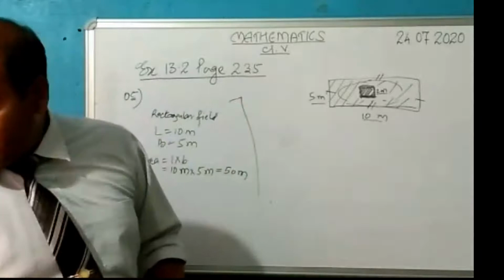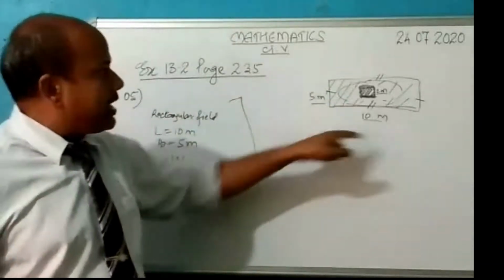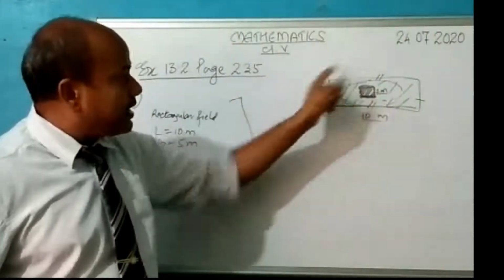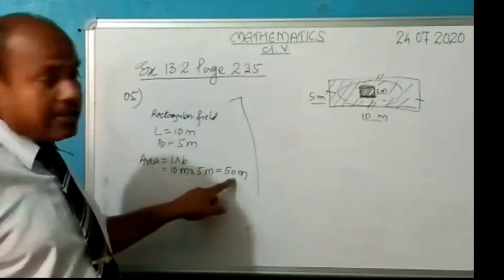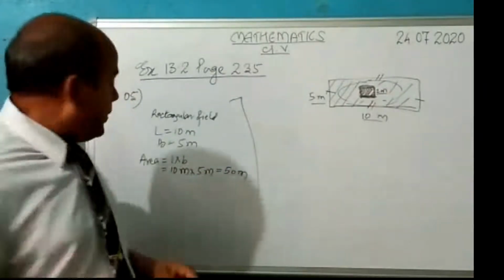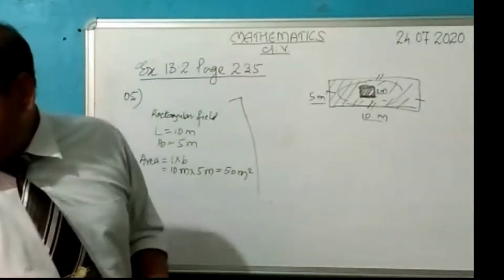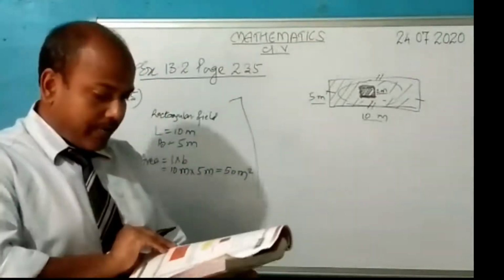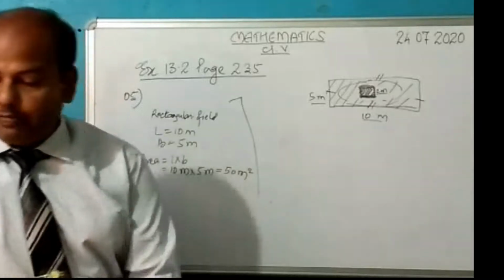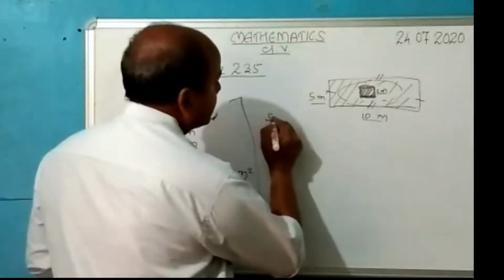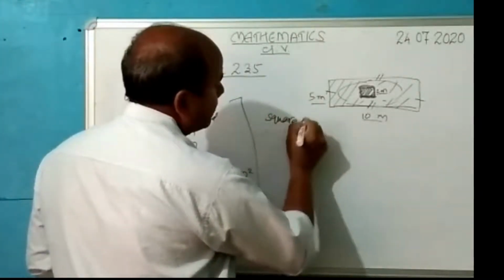This is the entire rectangular field, and this is the area for the entire rectangular field. We have calculated it is 50 square meter, because meter into meter is square meter. And the next we have is the square flower bed.